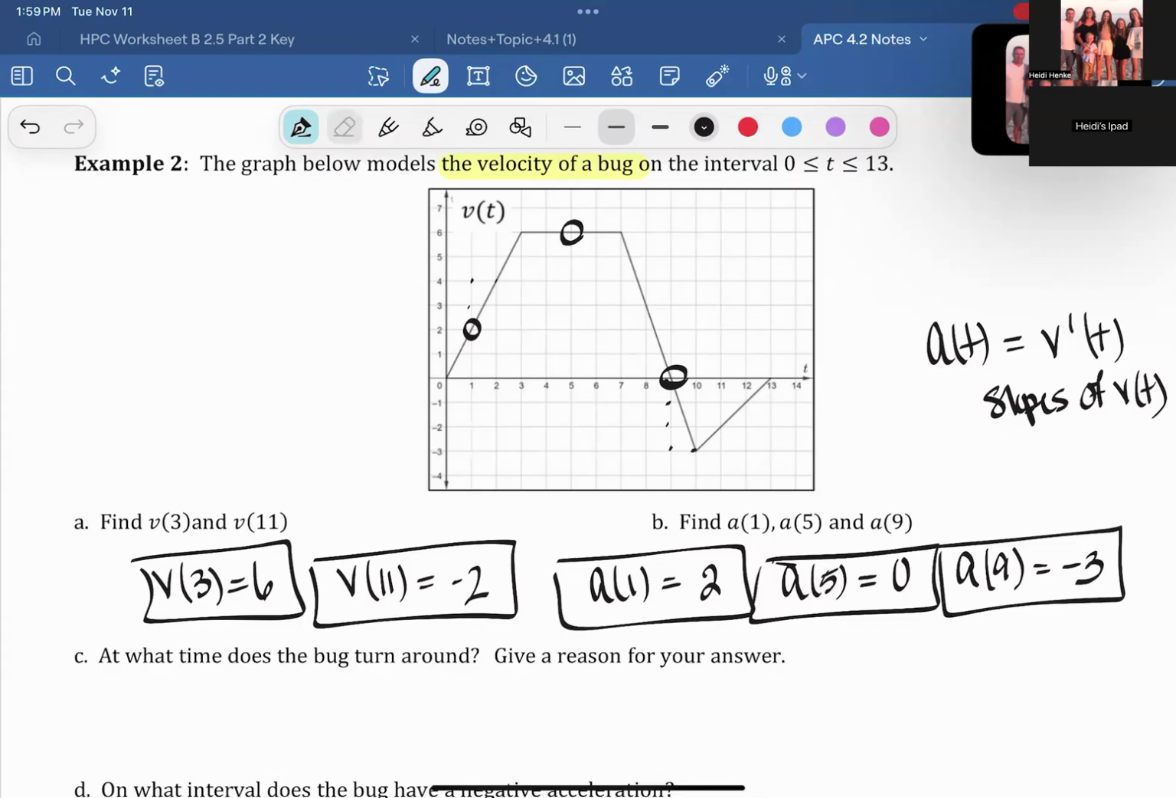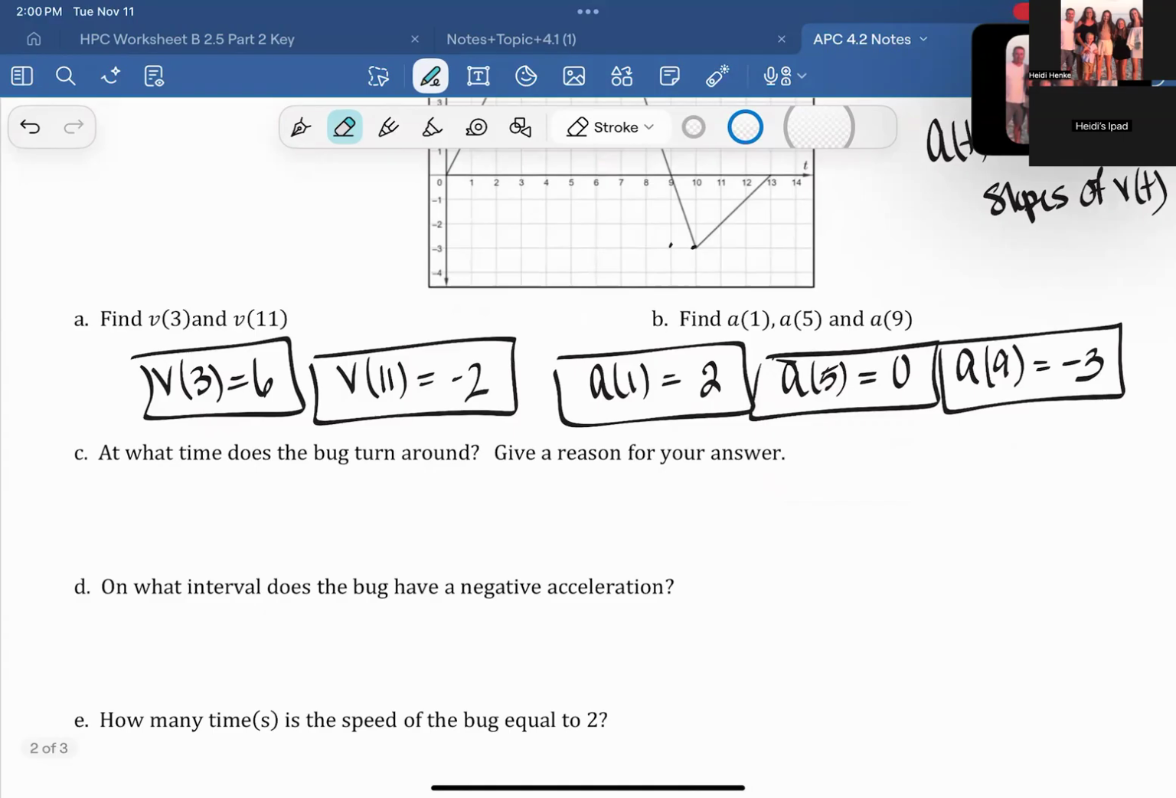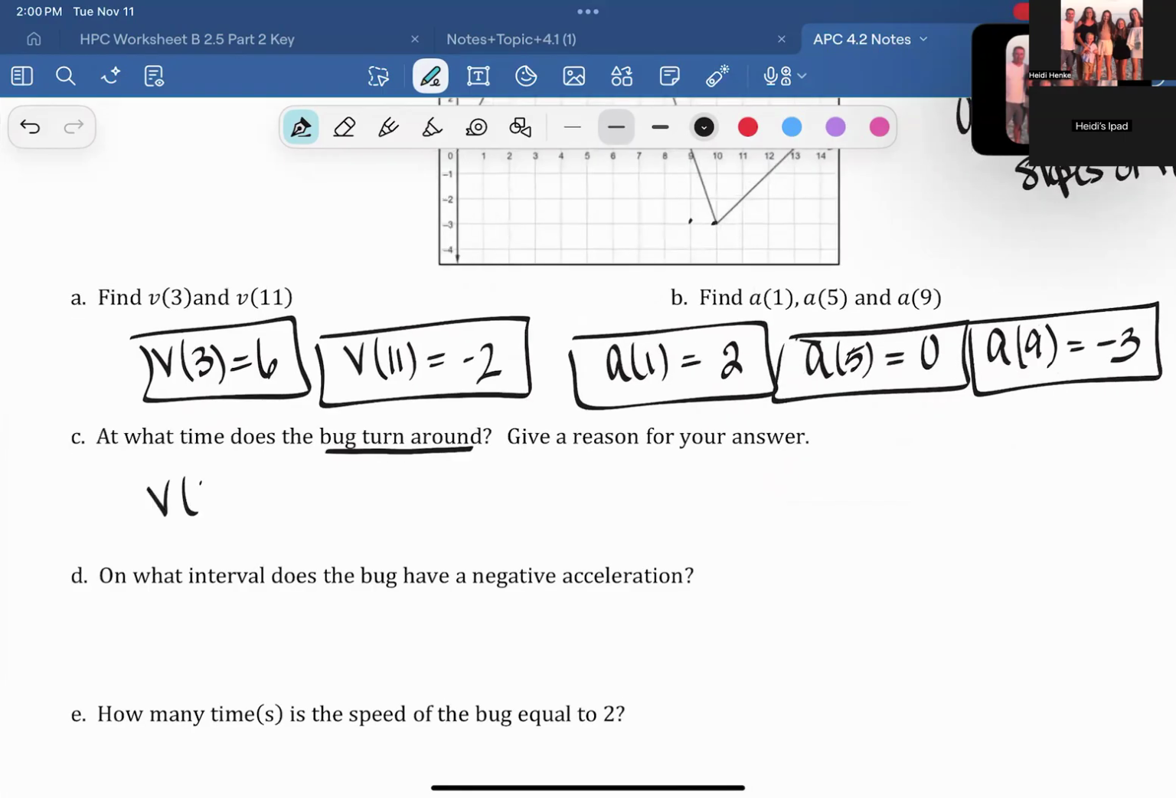Continuing on with that same graph, now they're going to ask you some more questions about it. It says, at what time does the bug turn around? Okay, so turning around means that it will have changed from going from the right to the left or left to the right, which means your velocity needs to change signs.